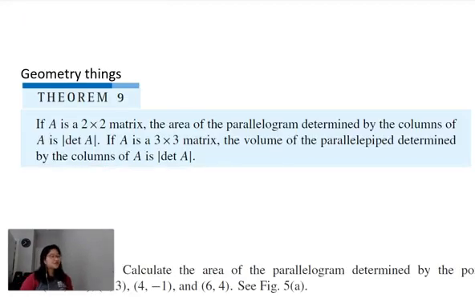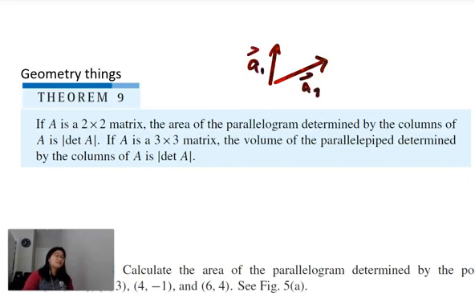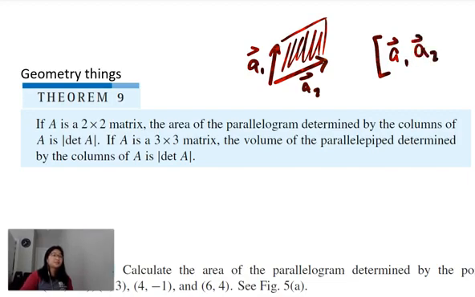More things, geometry things. So if you have a 2 by 2 matrix A, and it's made up of 2 different column vectors, A1 and A2, then the area of the parallelogram that you're getting from the matrix A is equal to your determinant. So the area here is equal to the determinant of A.